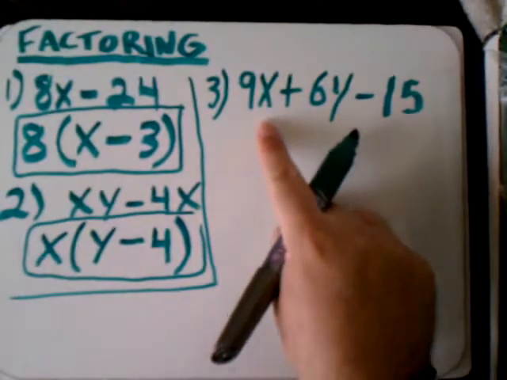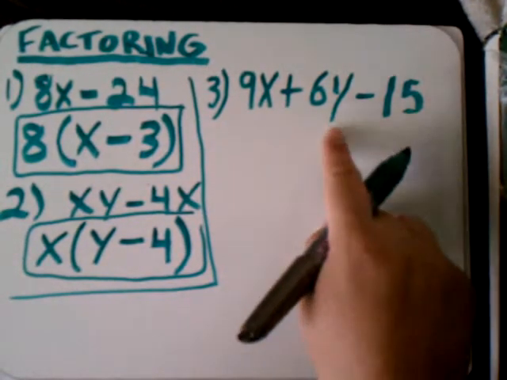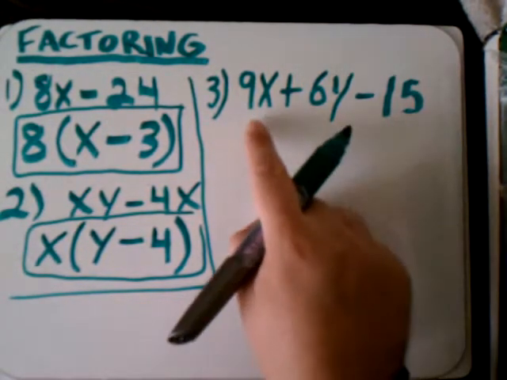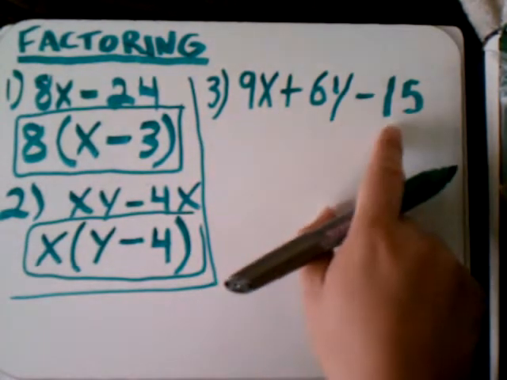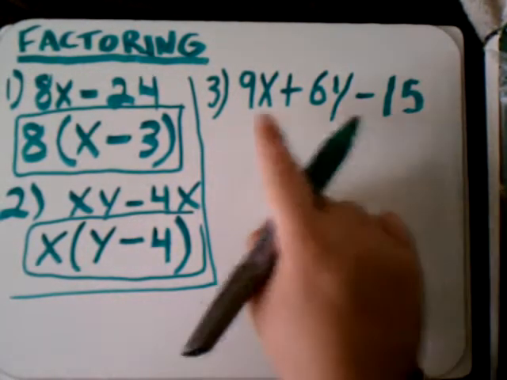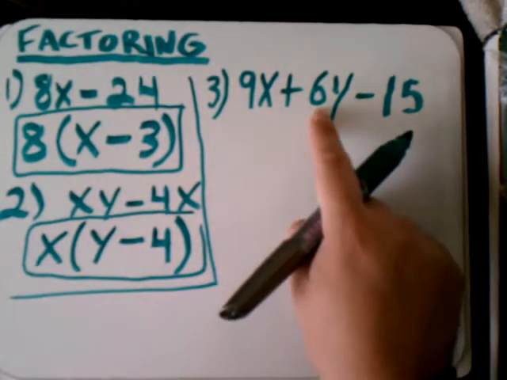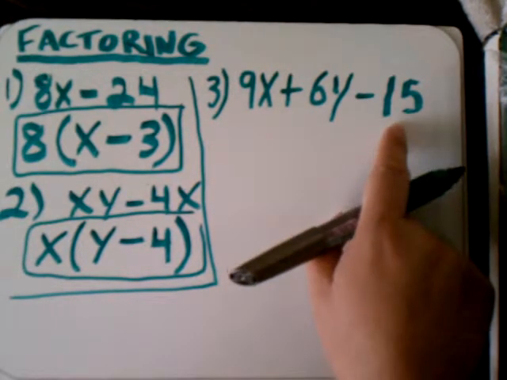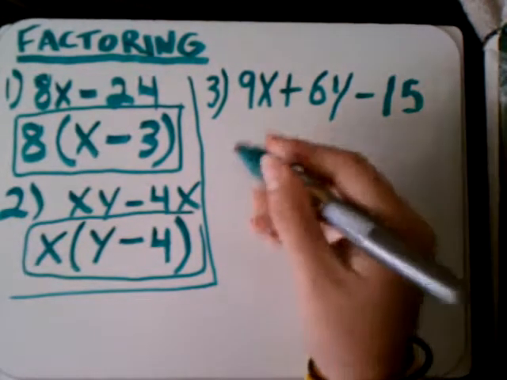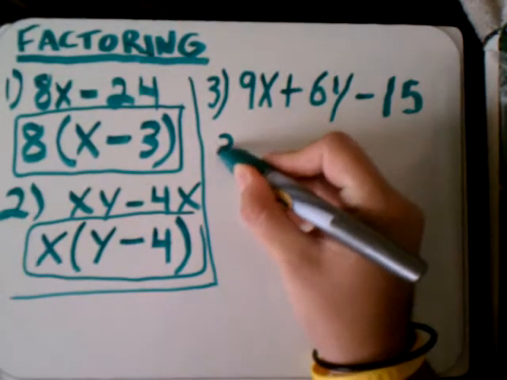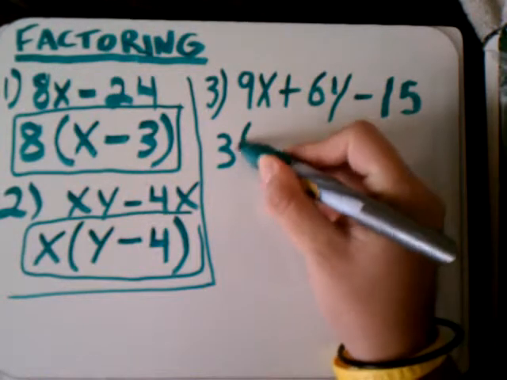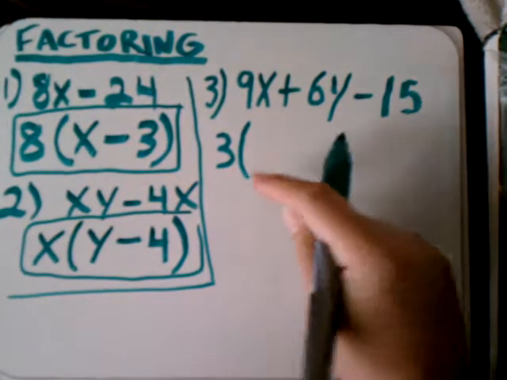Well, this one has an x, no x, no x. This one has a y, no y, no y. And all of them have a 9, a 6, and a 15. If you know the multiples of 3, you already know 3 times 3 is 9, 3 times 2 is 6, and 3 times 5 is 15. So I already know that the 3 is coming out. Okay? Open parenthesis and go through the same process.